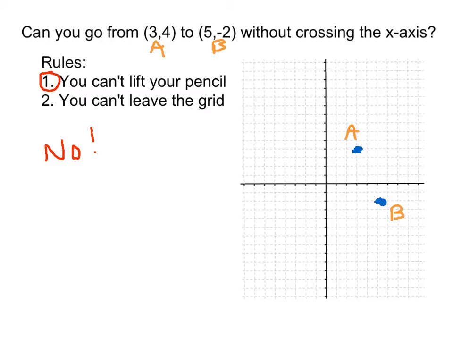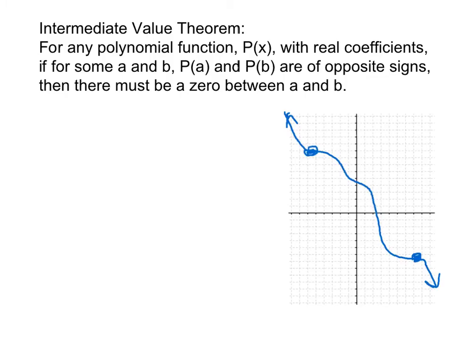And let's now get into what this means and how this ties into the Intermediate Value Theorem. The Intermediate Value Theorem says for any polynomial function p of x with real coefficients, if we have some a and b, in other words, two inputs, and if we plug those a and b into the function and we see that they're opposite signs, then there must be a 0 between a and b.